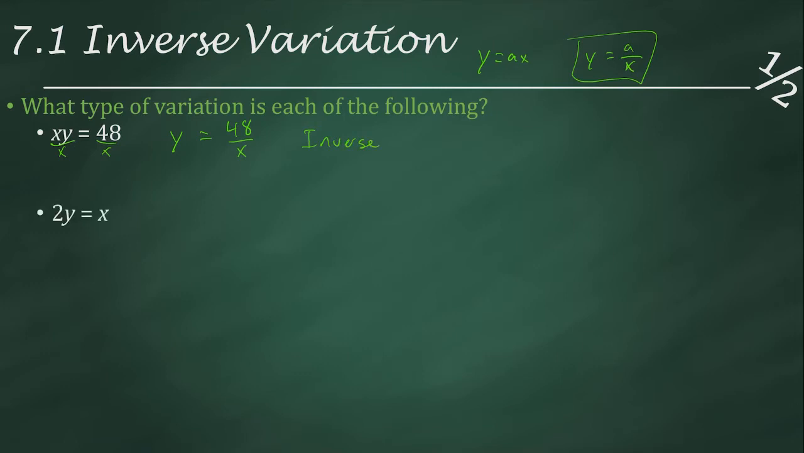Let's try another. 2y equals x. So let's divide by 2 to solve for y. So you have y equals x over 2. But remember that's the same thing as 1/2 x. So that's actually like this one here, where a is 1/2. So this one is direct variation.